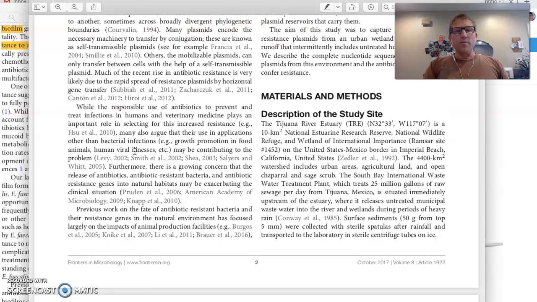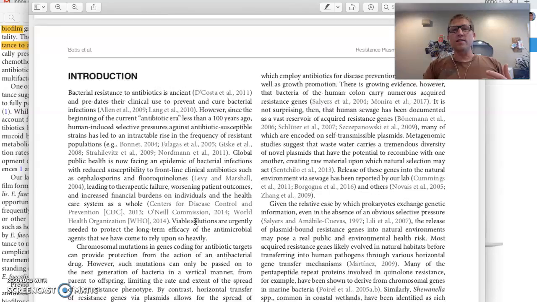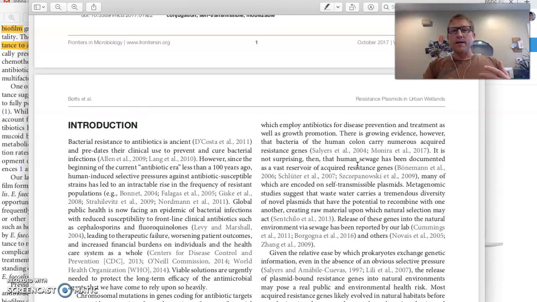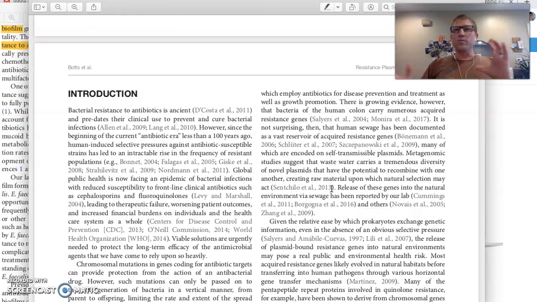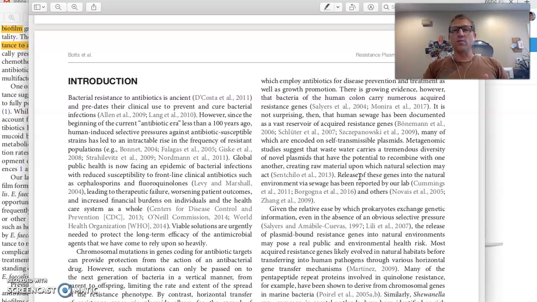It talks a little bit more about other ways in which resistance is being selected in the environment. Some previous work focused largely in animal production facilities, etc. Human sewage is documented as a vast reservoir. We're really starting to get an image here of how antibiotic resistance can be in nature and potentially come back and impact the human population and human health.